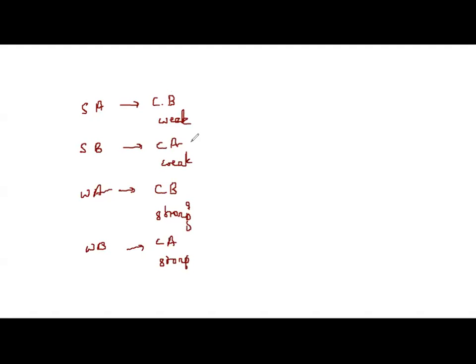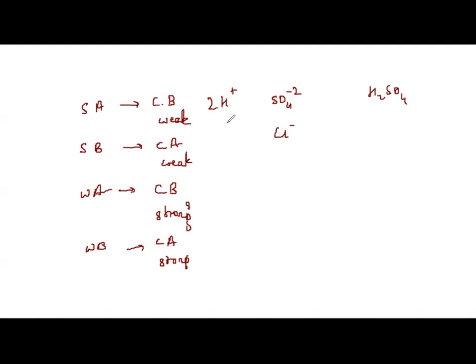Strong base, conjugate acid will be weak. Weak acid, conjugate base will be strong. Weak base, conjugate acid will be strong. So, out of the given options, SO4 2- is formed how? By removing 2 H+ ions from H2SO4. And H2SO4 is what? H2SO4 is a strong acid.